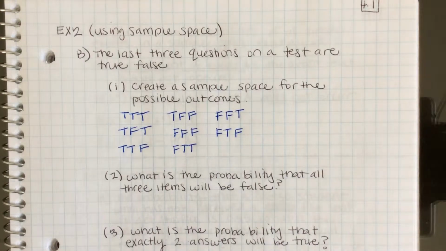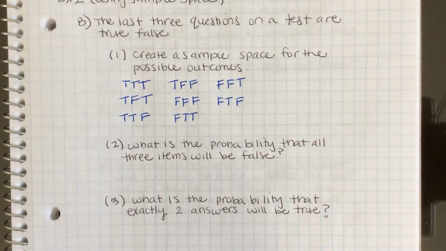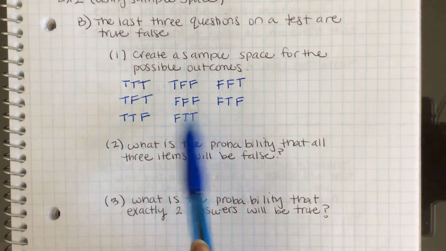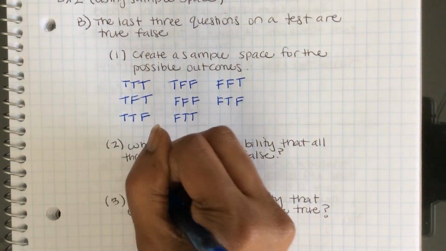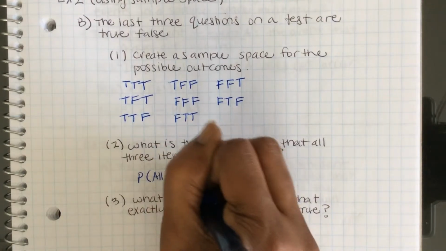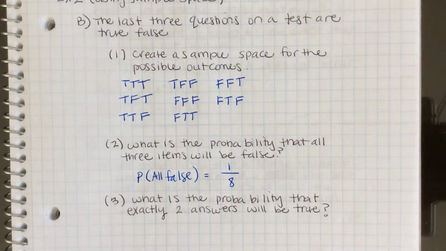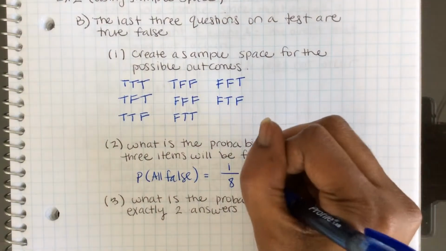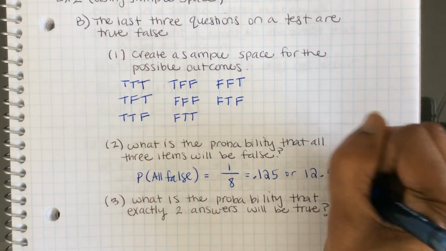So what is the probability that all 3 items will be false? Now looking at my sample space I've created here, there's only one. The probability of all false would equal 1 out of the possible 8 options in my sample space. And 1 divided by 8 is 0.125 or 12.5%.